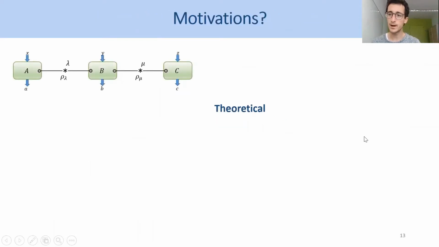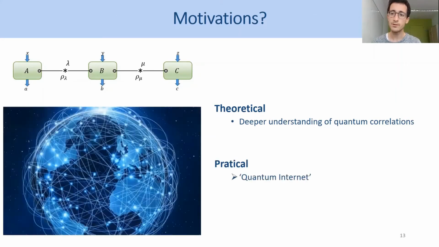Before explaining how token counting can help to answer this question, I want to go back a bit to the motivation. There is a theoretical motivation first, which is that this gives a deeper understanding of quantum correlation. Actually, standard Bell non-locality is just a very precise case of this network non-locality framework. And if we want to understand why quantum correlations are very different from classical correlations, we should also understand this in networks. And there is a second motivation, which is more practical, which is about the quantum internet.